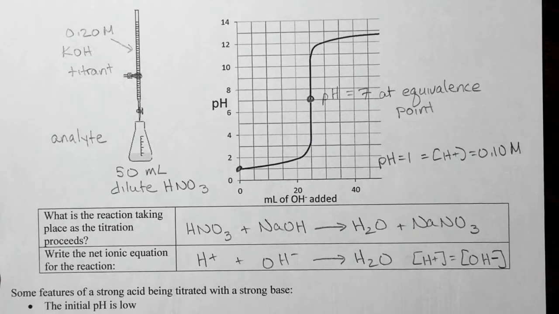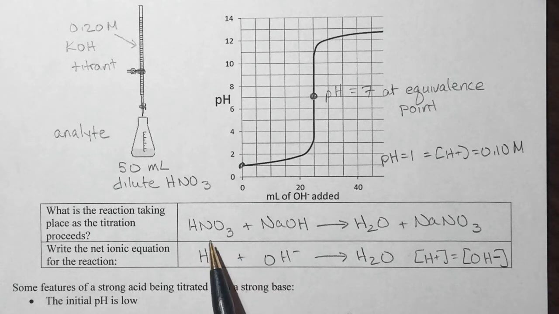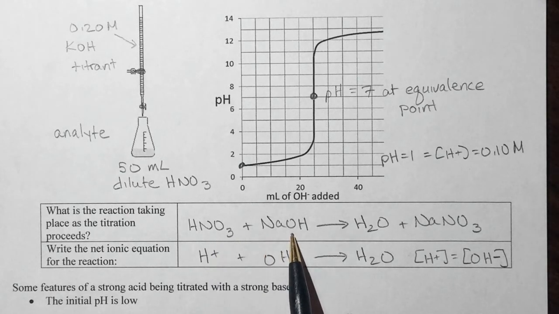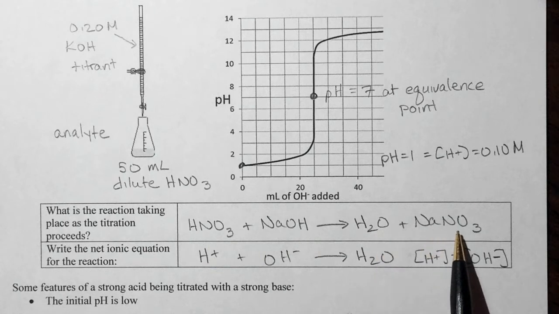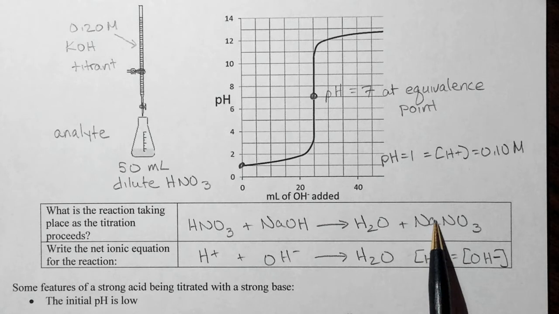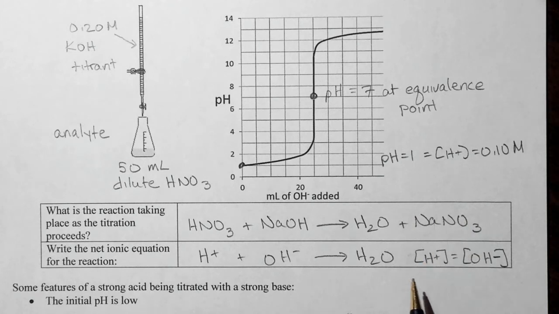So, what reaction is taking place as the reaction proceeds? We have the nitric acid reacting with the sodium hydroxide, and we're making water and sodium nitrate. If you remember from our analysis of salts, sodium ions do not have any impact on pH, and neither do nitrate ions. So we end up with a completely neutral solution where H plus and OH have the same concentration.